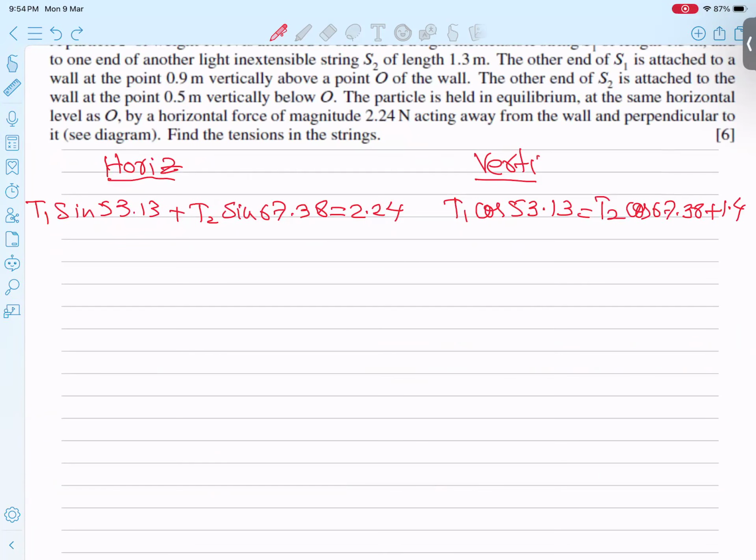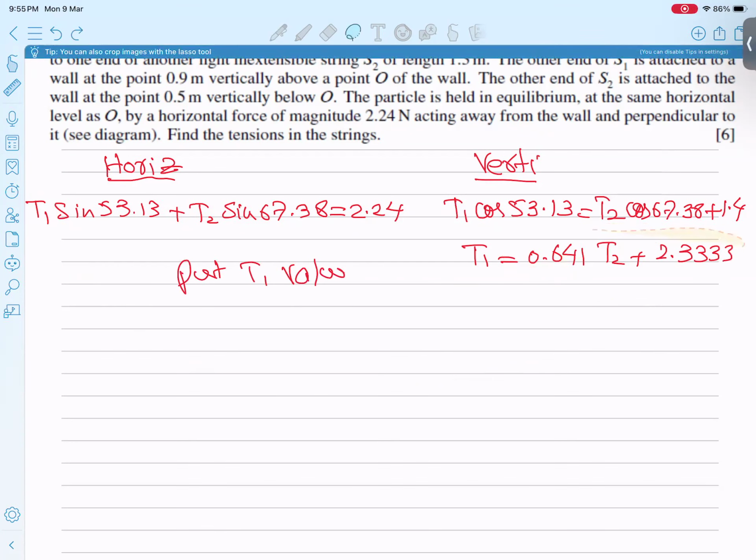What is the method, students? I make T1 the subject and divide both sides by cos 53.13. So cos 67.38 divided by cos 53.13 gives 0.641 T2, and 1.4 divided by cos 53.13 gives 2.3333. This is the T1 value, and I am going to replace it here in the horizontal equation.